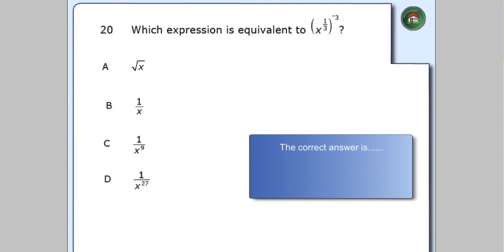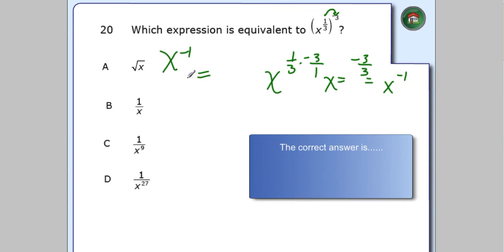Okay. And number 20, anytime you have an exponent raised to an exponent, it says equivalent, you multiply them. So 1/3 times -3/1, that becomes -3/3, which becomes x to the -1. Anytime you have a negative exponent, you can make it a fraction like this, push it to the bottom, and it becomes positive. Since you don't have anything left on top, you got to put 1 as the placeholder. So the answer would be B.